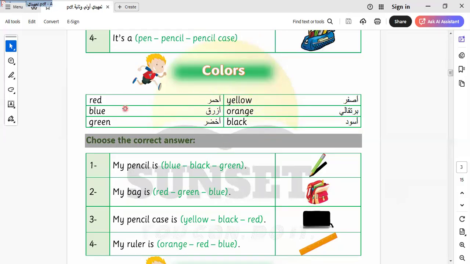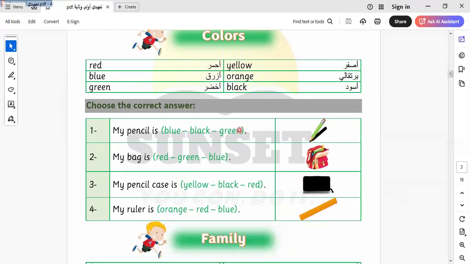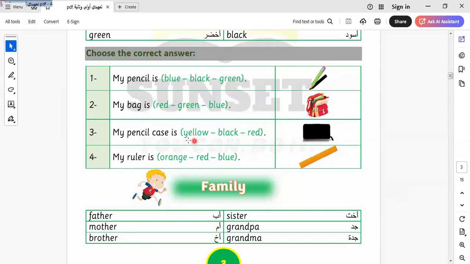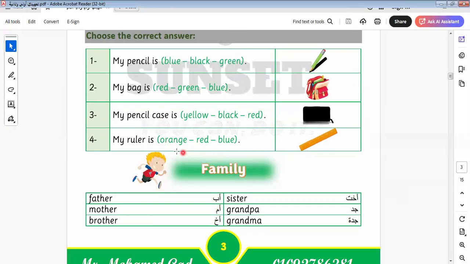Okay, I will make a revise today, but I hope you go to the videos and review again what we told before. Here we have red, blue, green, yellow, orange. Let's do this exercise together. My pencil is what here? My pencil here is green. The bag here is red. A pencil case is black. The ruler here is orange.